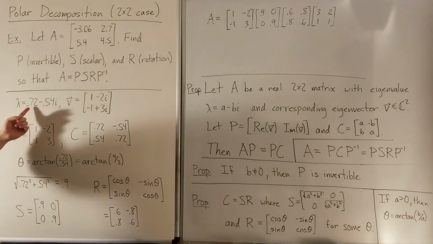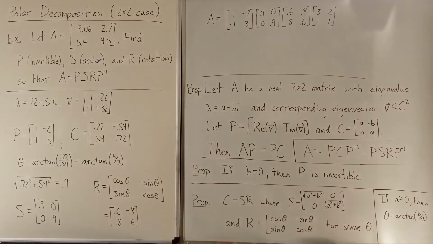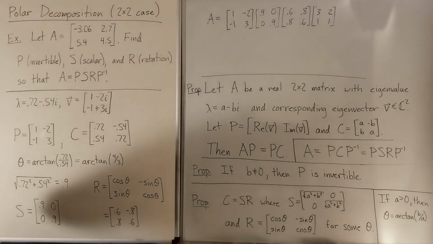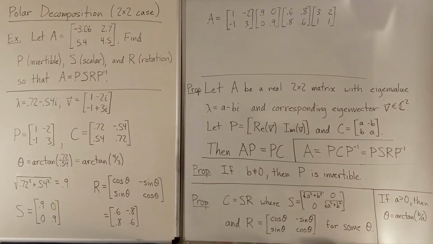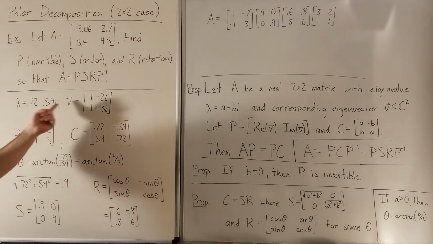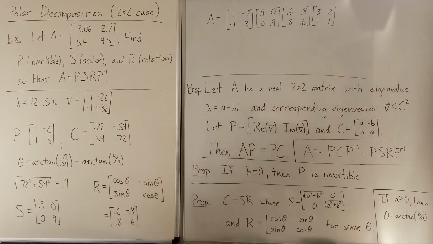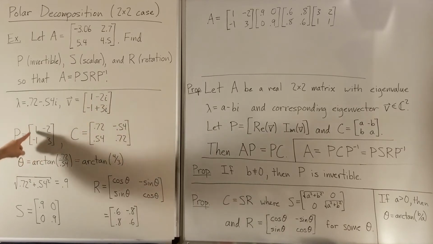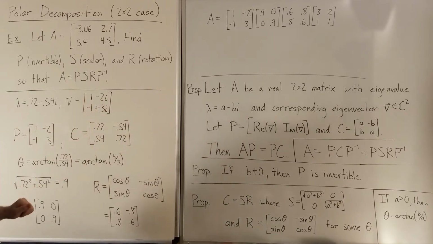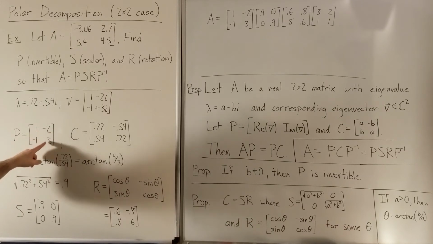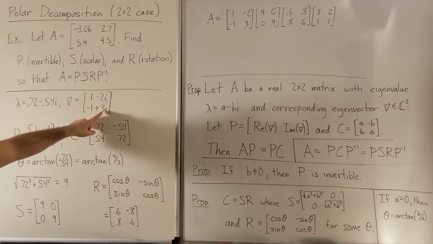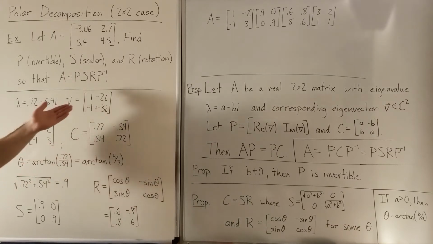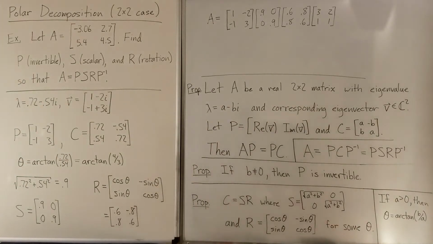Alright, so lambda is going to be equal to this, and it has a corresponding eigenvector here. Just to note, there's another lambda that we could have chosen, and I just picked this one. So once we have these two things, our P matrix is just going to come from taking our vector, looking at the real part, that's our first column, so 1, negative 1, and the imaginary part, negative 2, 3, is just the imaginary part of this. So the second column is the imaginary part of our eigenvector.